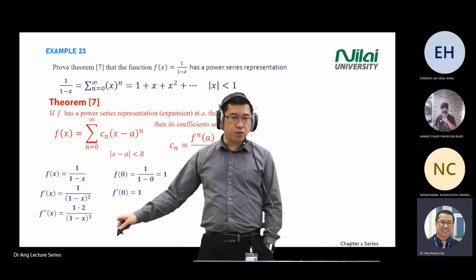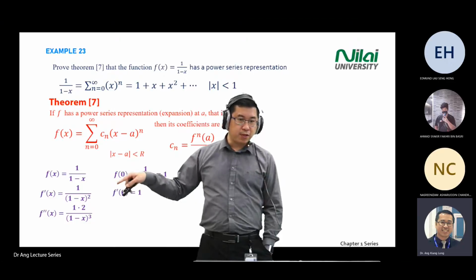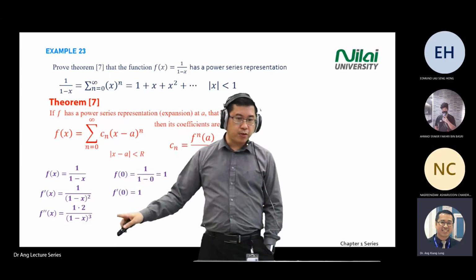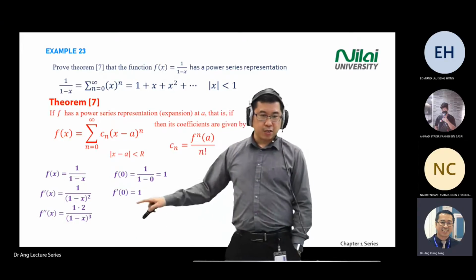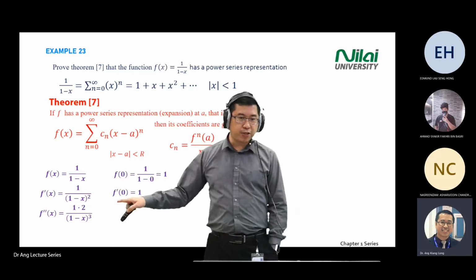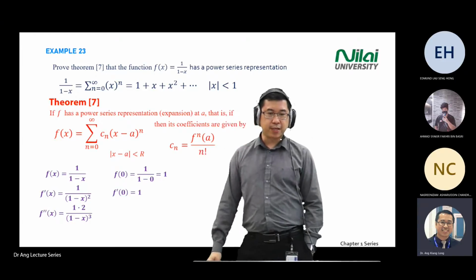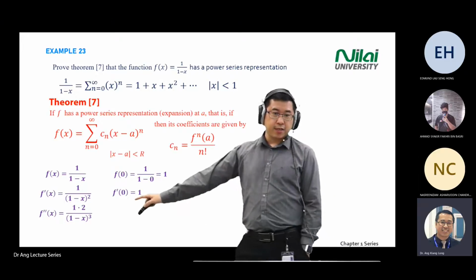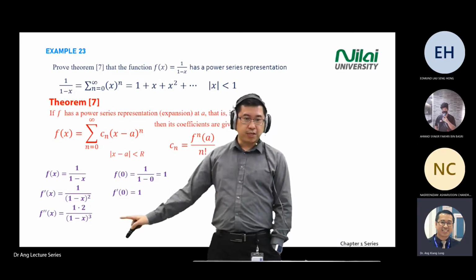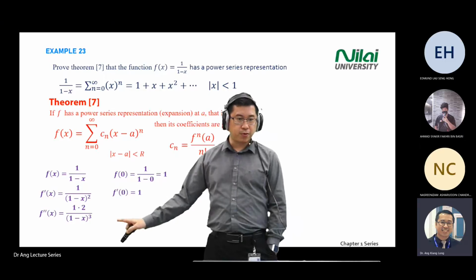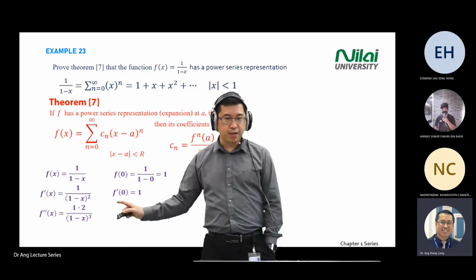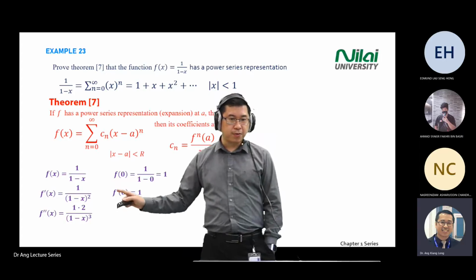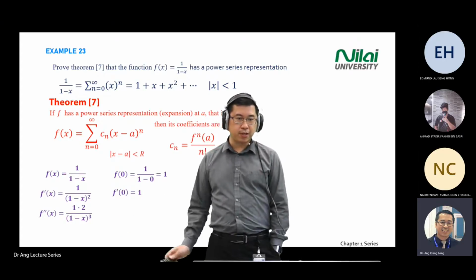You differentiate 2 times, you're going to get 1 times 2 divided by (1 minus x) power 3. I'm not going to explain how you differentiate this one because you learned it in Maths 1 already. How to do the differentiation, I'm not going to explain in this module. We assume you already know. If you don't know, flip back to the advanced mathematics textbook and go and learn how to do differentiation.